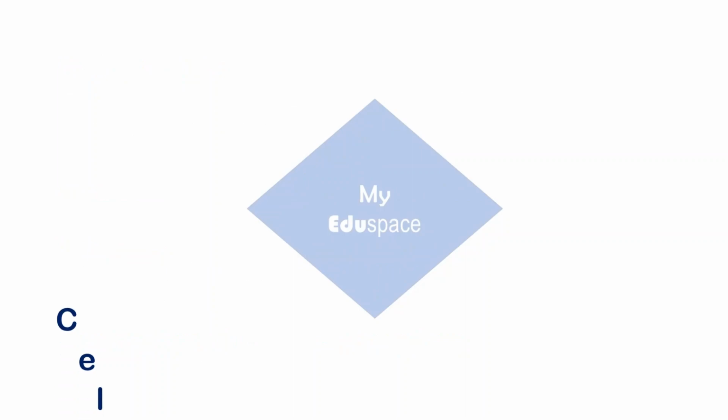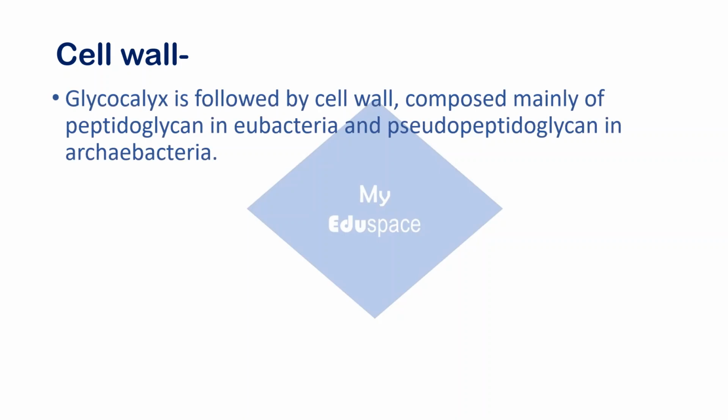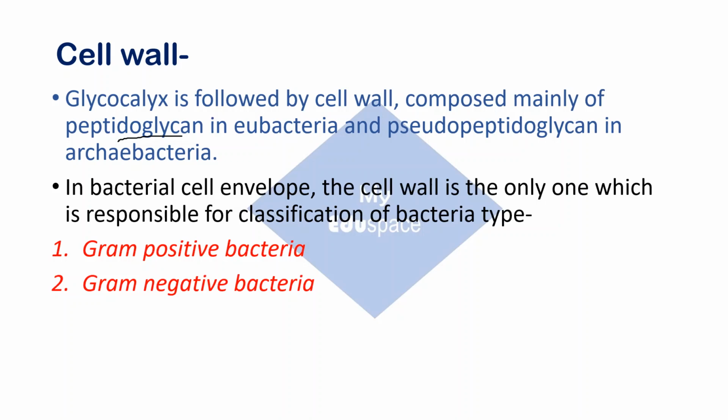Now the second layer is the cell wall. Just inside the glycocalyx there is a cell wall, which is composed of peptidoglycan in eubacteria and pseudopeptidoglycan in archaebacteria. So if someone asks about the difference between bacteria and archaebacteria, you can easily answer that the difference is in their cell wall composition. Okay.